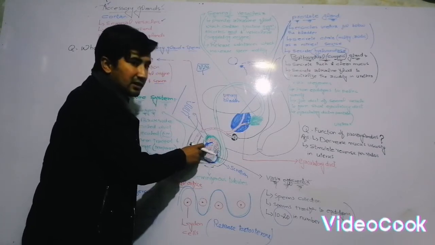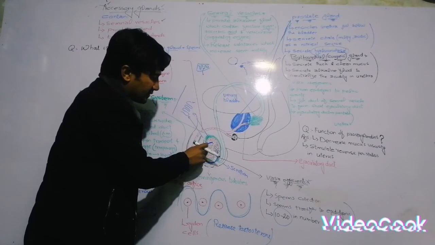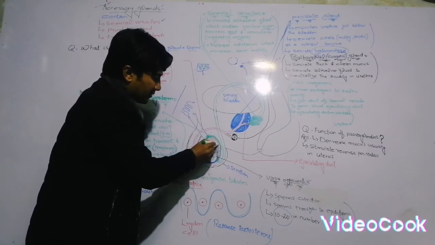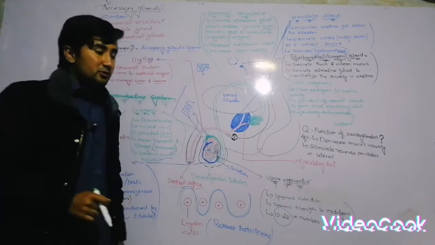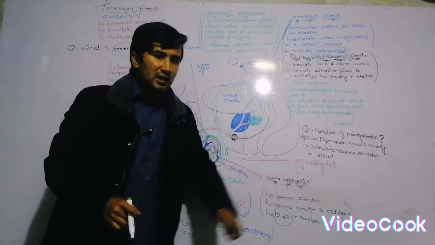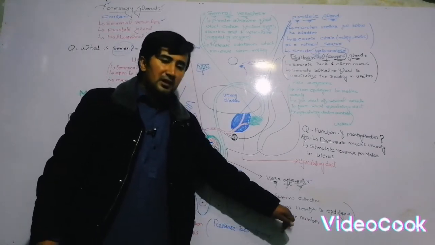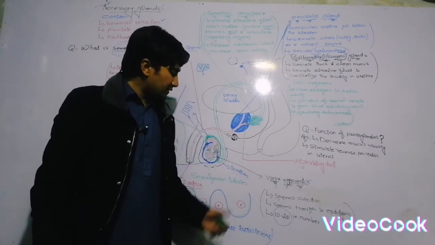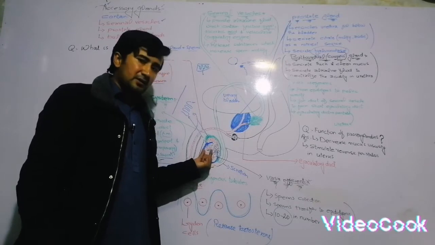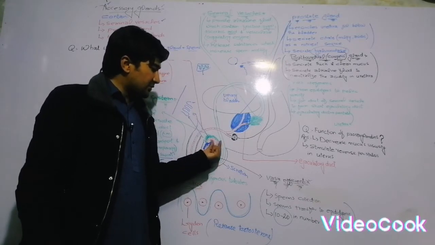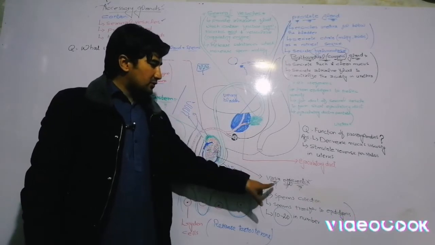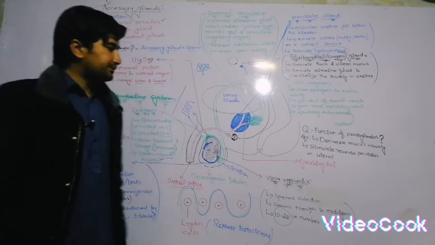Where do they carry the sperm? They carry the sperm from the seminiferous tubule to the epididymis. This is the epididymis area. So this was the function of the vasa efferentia. If we talk about their number, it ranges from 10 to 20. First they collect sperms from the seminiferous tubule and then they carry the sperms to the epididymis. So this was all about the vasa efferentia.